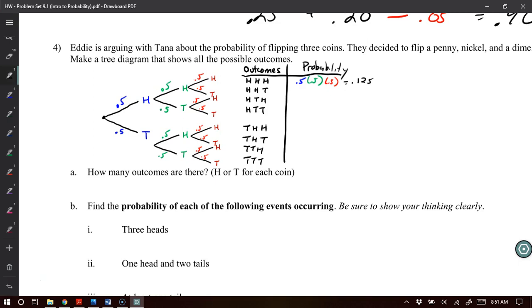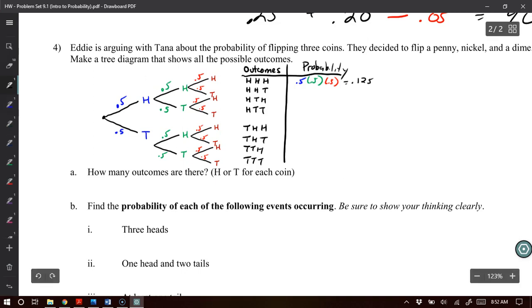What about heads, heads, tails? 0.5 times 0.5 times 0.5. Well, that's interesting. It looks like all of my paths are 0.5 times 0.5 times 0.5. So, I mean, I could keep doing this. Oh, it's a 0.5 times a 0.5, should have been green, times a 0.5. Okay, that equals 0.125.